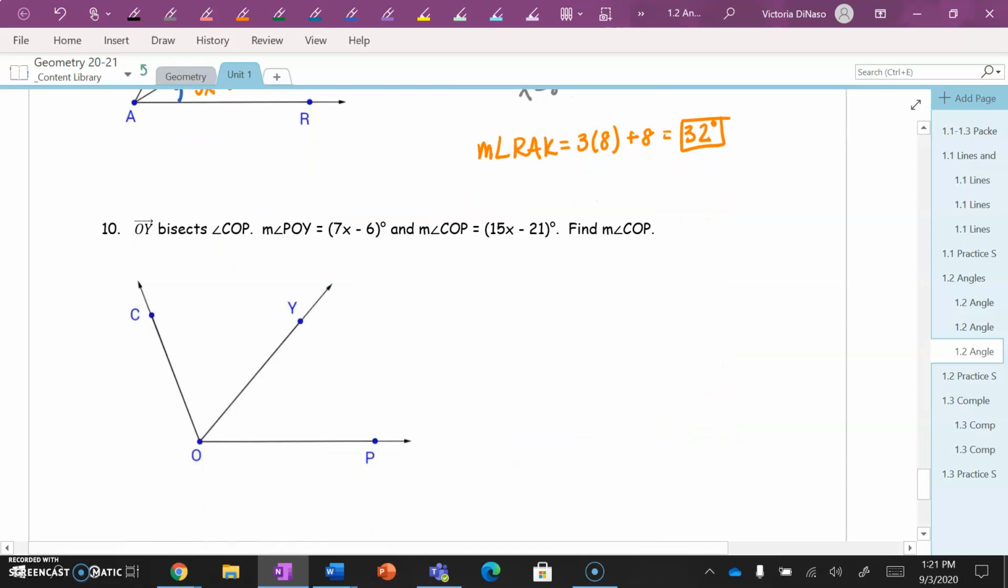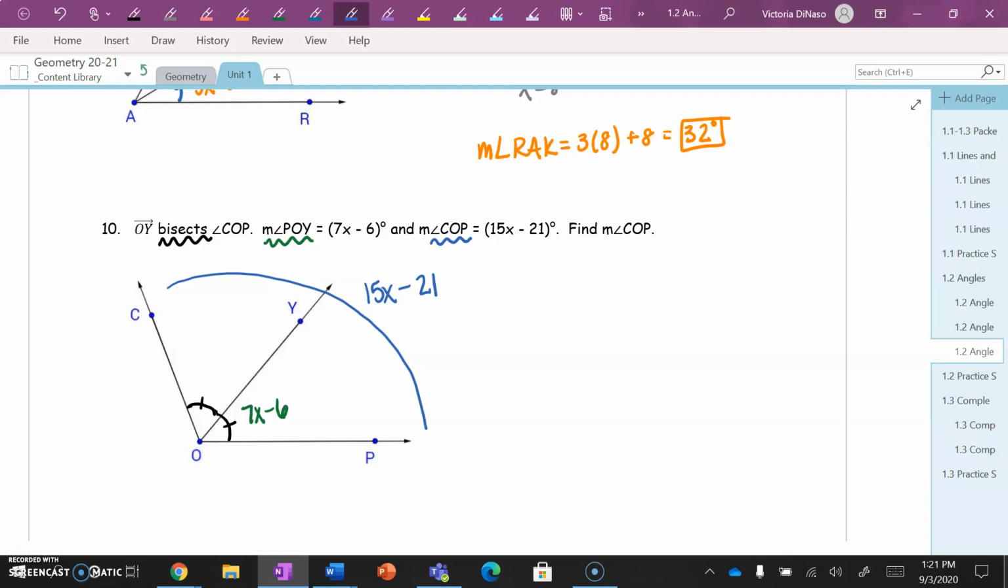For number 10, we have that ray OY bisects angle COP. So with that word bisect, we know two equal parts. So I'm going to go ahead and label that they're equal. We have that the measure of angle POY is 7x minus 6, and the measure of COP, so that is this entire thing, is 15x minus 21. Find the measure of angle COP.